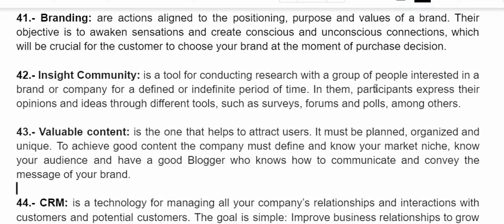Valuable content is the one that helps to attract users. It must be planned, organized, and unique. To achieve good content, the company must define and know your market niche. Know your audience and have a good blogger who knows how to communicate and convey the message of your brand.